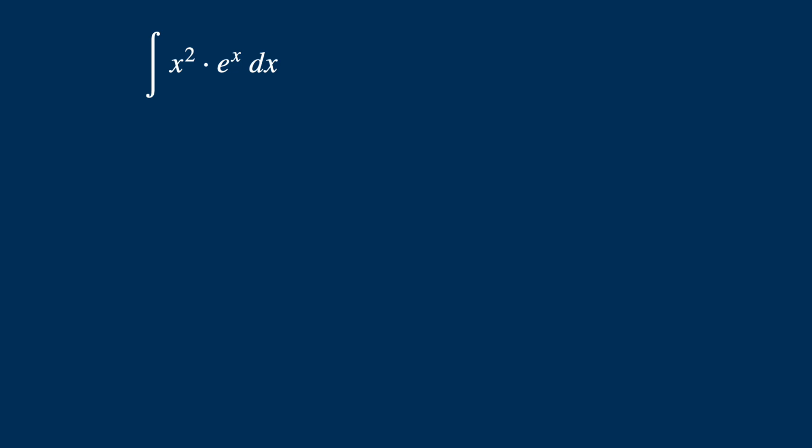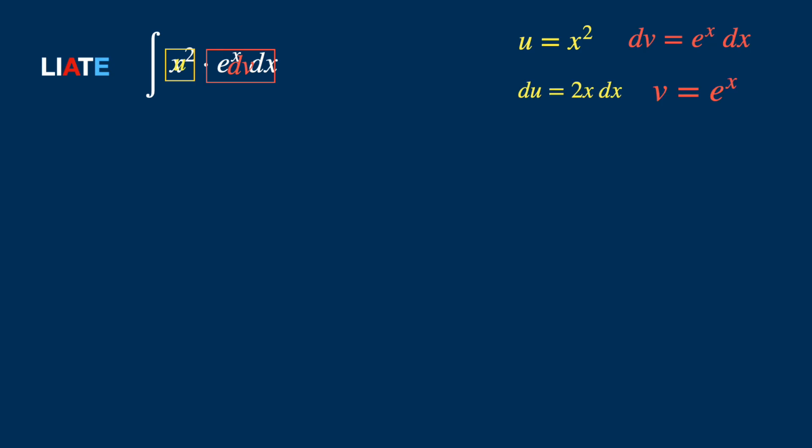The next example, guys. This one looks a little complicated, but we can use integration by parts because it is a product of functions. Let's check the rules. The algebraic expression is x squared, and the exponential function is dv, right? u is x squared, dv is e to the x dx. Find the derivative of x squared, that's 2x. Find the antiderivative of e to the x, e to the x.